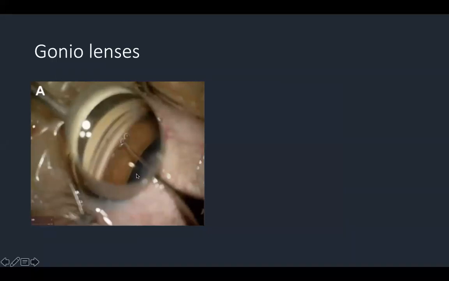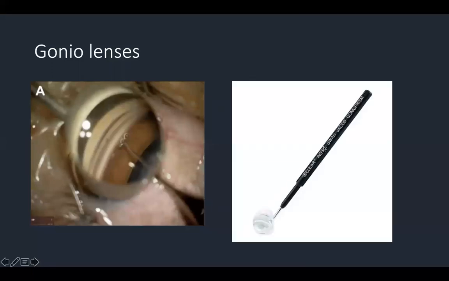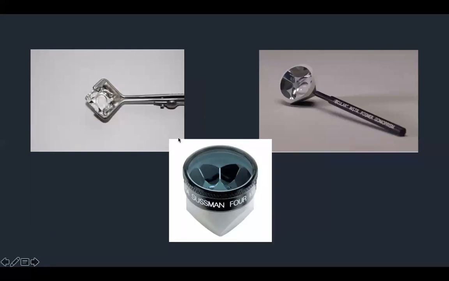Okay, so in case you get pictures like this in the exam, this is a direct gonio lens. Okay, you can just say direct gonio lens, or if you'd like to say Swan Jacob, one of the ones used commonly. Okay, and what about those lenses? Those are indirect indentation lenses. Okay, indentation, because the other one is the Goldmann.